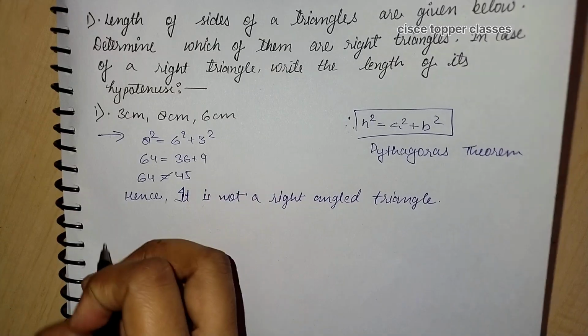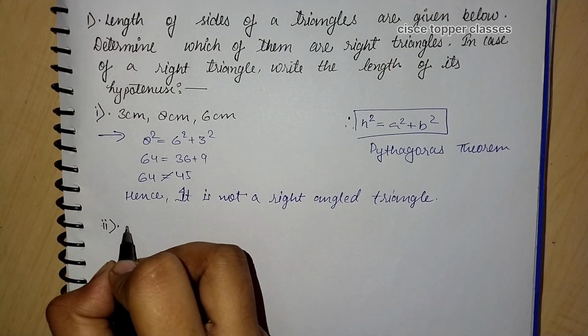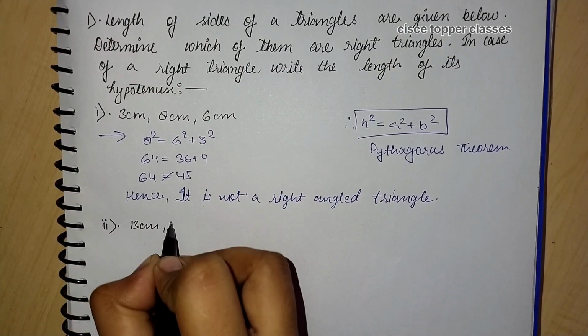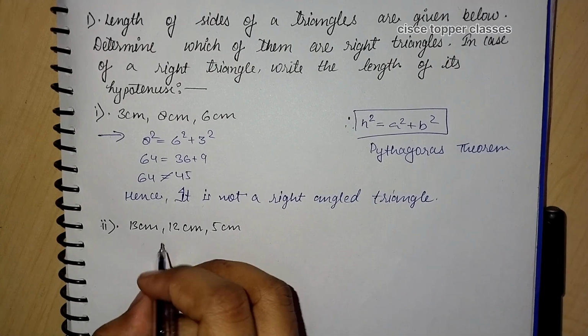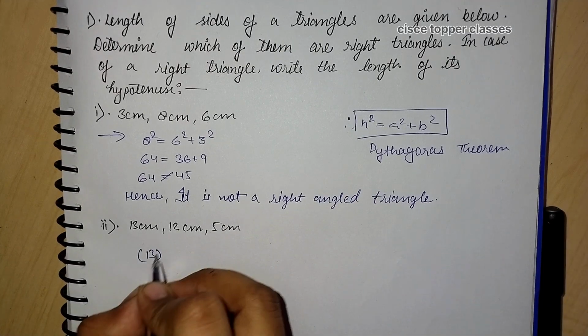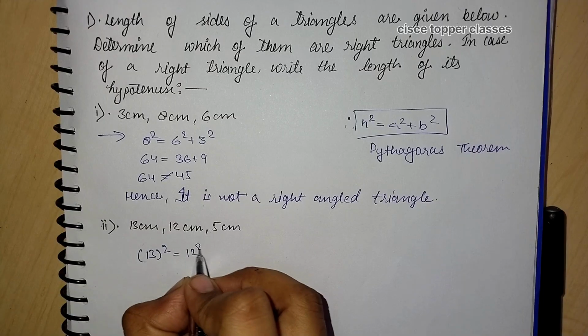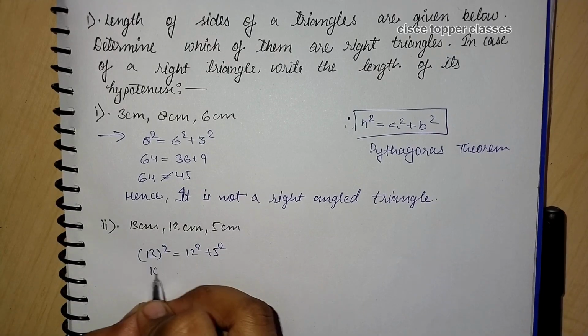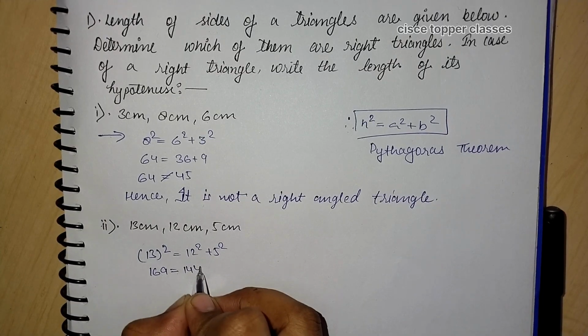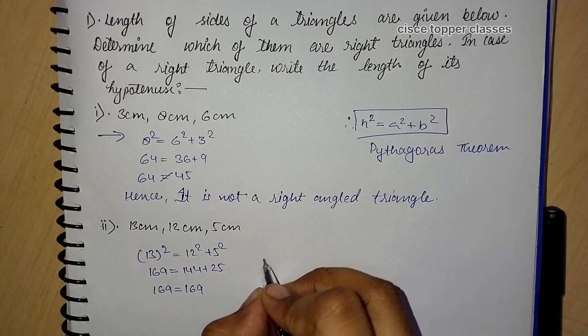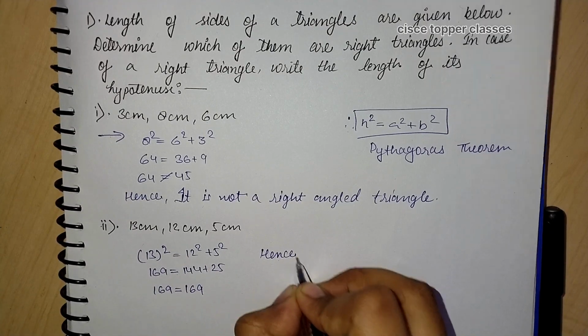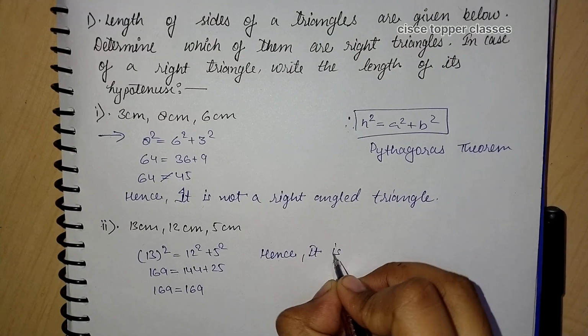Now the second part of this question is 13 centimeter, 12 centimeter and 5 centimeter. Again we will take the longest side as the hypotenuse. So it will be 13 square equal to 12 square plus 5 square. Here we will get 169 equal to 144 plus 25. Hence it is equal to 169, so it is a right angle triangle.